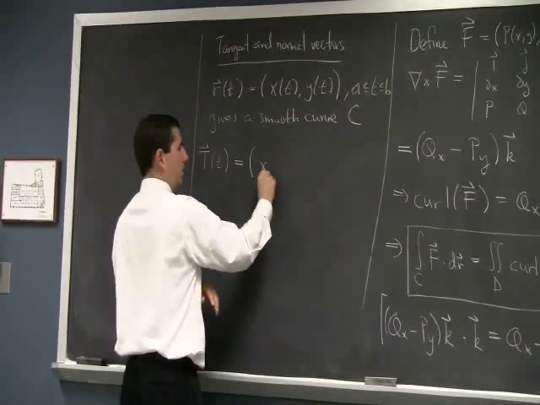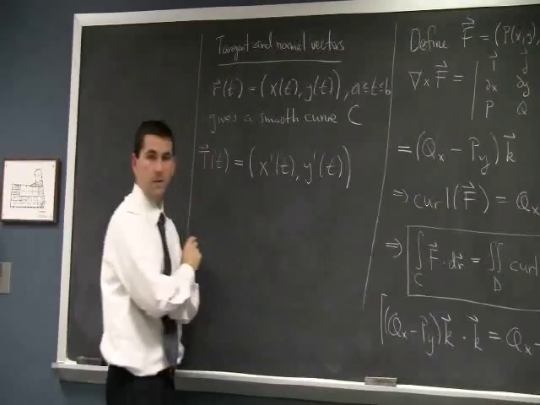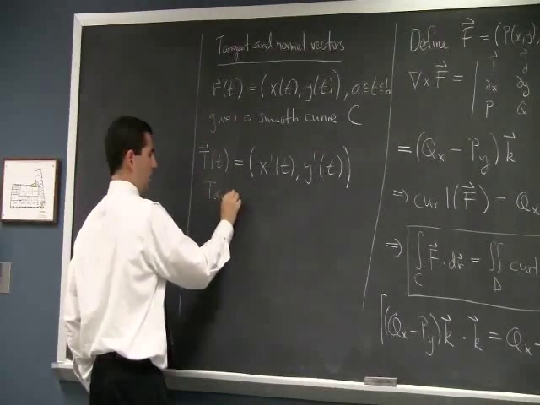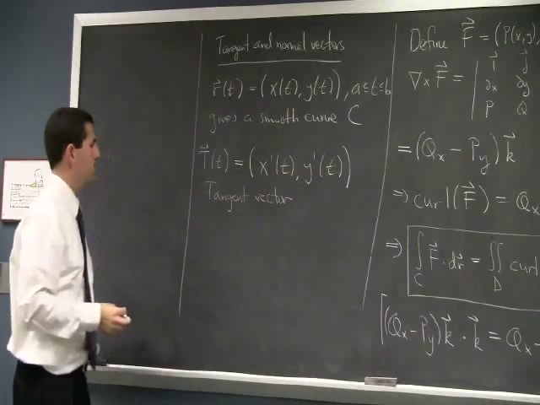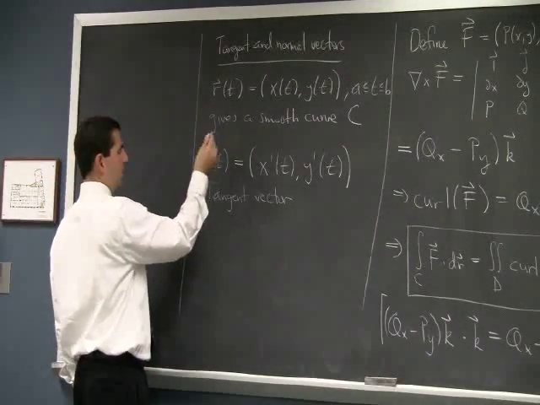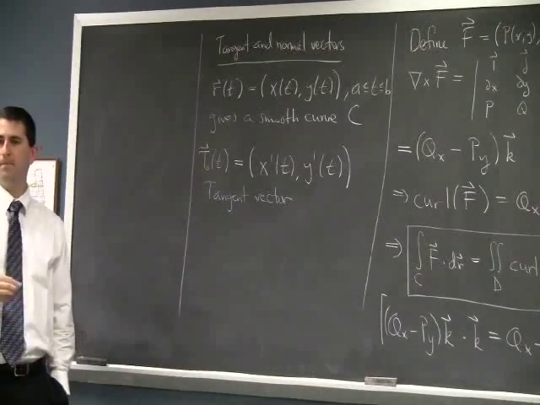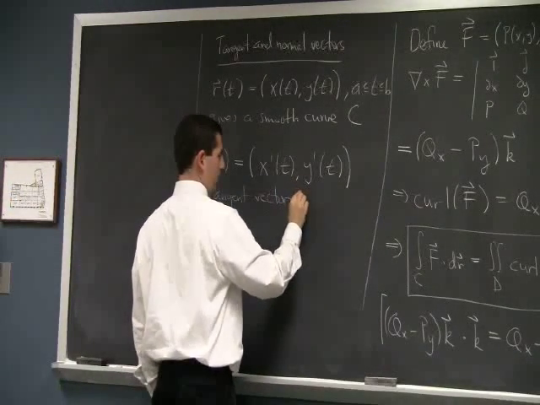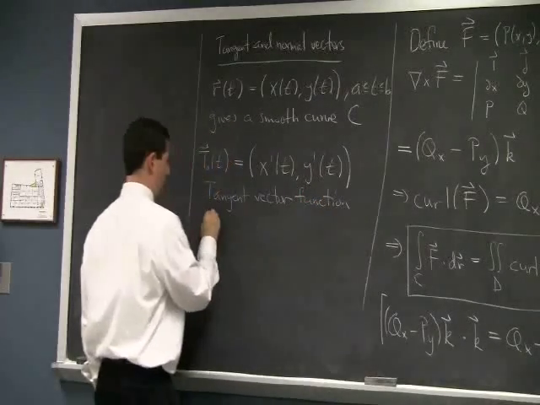And all it's going to be is that at every point, it's going to write down the derivative of the component functions. So this is the tangent vector. And actually, just for the sake of what I'm going to do next, let me put a little 0 down at the bottom here. This is called the tangent vector function for r of t.